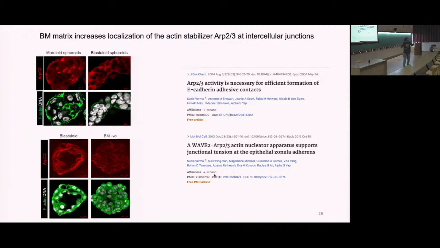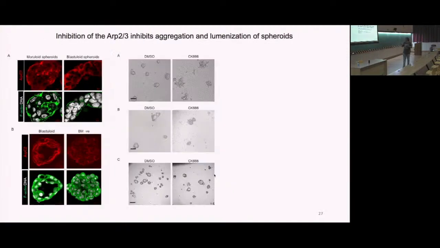So we could see that as the solid structures were becoming hollow structures, there was strong localization of this particular actin stabilizer. So now again, coming back to that idea that you need the cytoskeletal elements to also give rise to certain morphogenetic principles becomes relevant. They would be strongly present at the edges, and if you were to remove the basement membrane, you would again have a loss of this particular actin stabilizer ARP23 at the intercellular junctions.